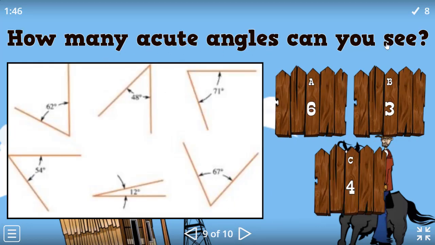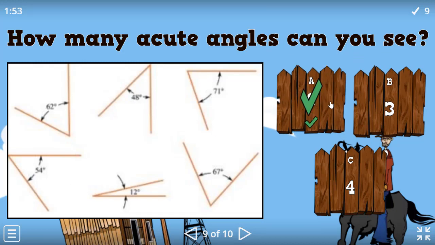How many acute angles can you see? Okay, 1, 2, 3, 4, 5, 6. So the answer is A.